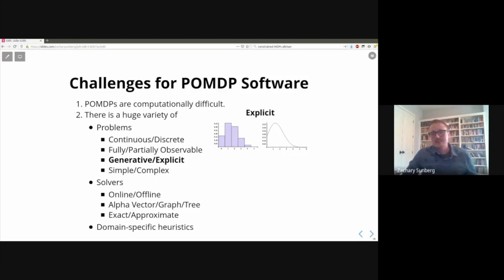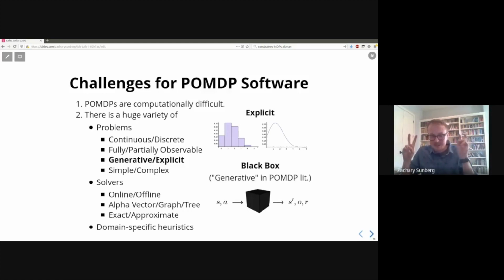An explicit problem means that we have all of the probability distributions explicitly defined for us. So we can say from state 1, there's a 50% chance of going to state 2, for example. Whereas generative, in the POMDP literature, the word generative has a different definition than in the wider machine learning community. For POMDPs, generative means that there's a black box model where we can put in a state and action and get out the next state, observation, and reward. But we don't explicitly know what the probabilities of those are.